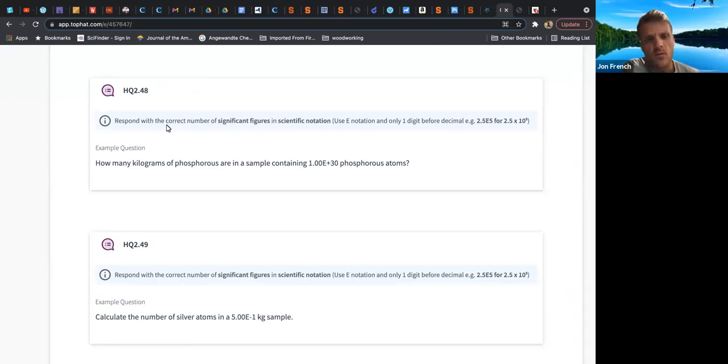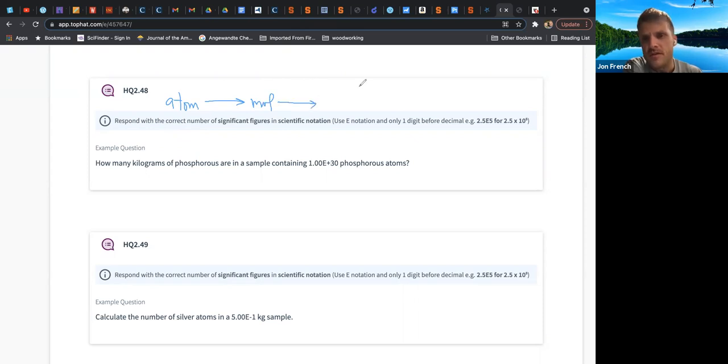For question 48, we are asked to find out how many kilograms of phosphorus are there in a sample containing 1.00 E30 phosphorus atoms. So to map out this calculation, we would start with atoms, and we know that Avogadro's number relates atoms to moles. So we can find moles of phosphorus.